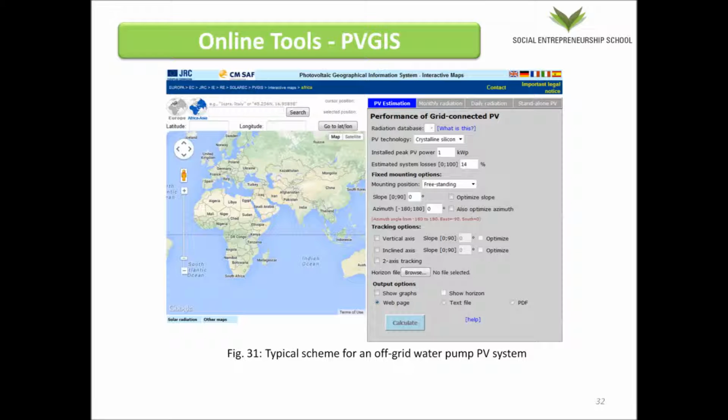Another very useful tool is PVGIS. It is online and can be accessed for free. It allows the estimation of the solar energy production of a PV system for a given site, which can be selected around Europe and Africa. It allows output of expected production as well as radiation values, and even allows the design and production estimates for standalone photovoltaic systems.